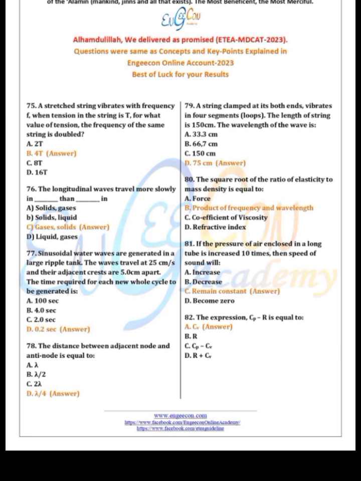80. The square root of the ratio of elasticity to mass density is equal to force, product of frequency and wavelength, coefficient of viscosity, refractive index. Correct option is B, product of frequency and wavelength.